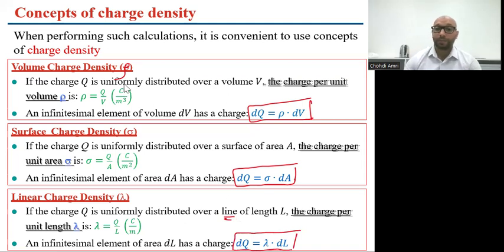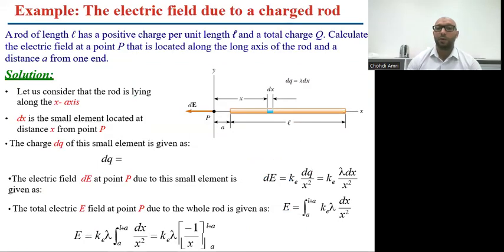You see here, based on our configuration, whether it's volume, surface, or linear, we have a different expression for dq. dq for the volume is rho dV, for the surface is sigma dA, for the line is lambda dl. Good. Now that we are done with this, let's move to our examples.